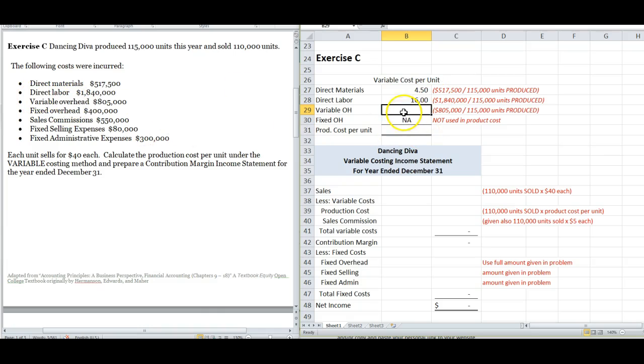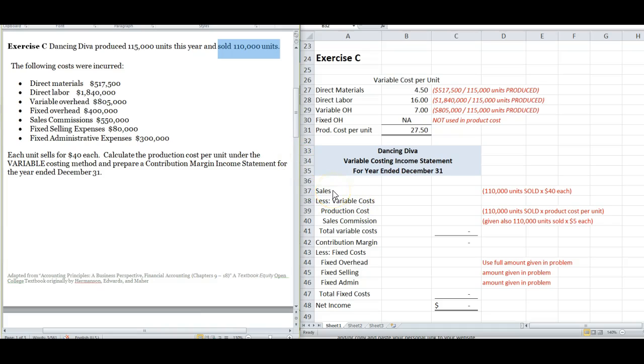Same thing with variable overhead. Variable overhead is $805,000. And this is going to give me a product cost per unit of $27.50. Now, we've used units produced here to calculate the variable cost per unit. We will not use units produced in our income statement. Our income statement is always based on units sold. It says in the problem that we sold 110,000 units.